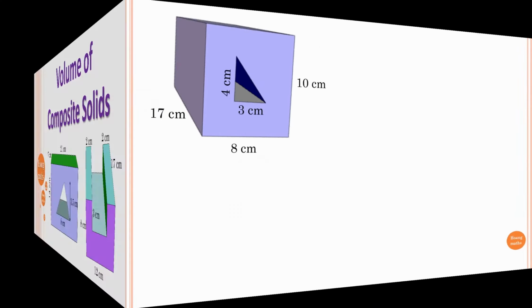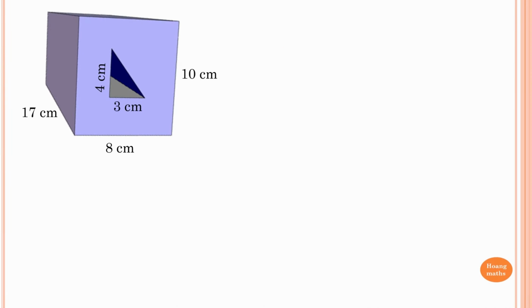To find the volume of this, we have two prisms. One is a rectangular prism, this one here, and a triangular prism. So to do this, we need to find the volume of the rectangular prism, and then we subtract the triangular prism inside here. So let's separate them first.